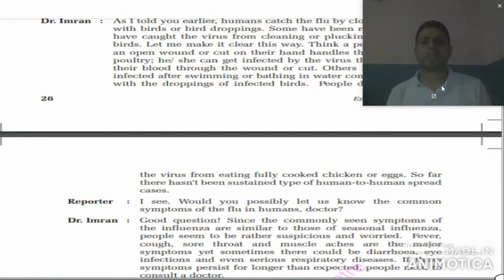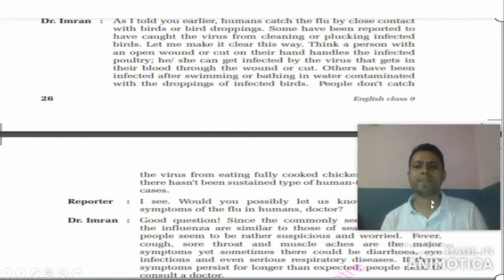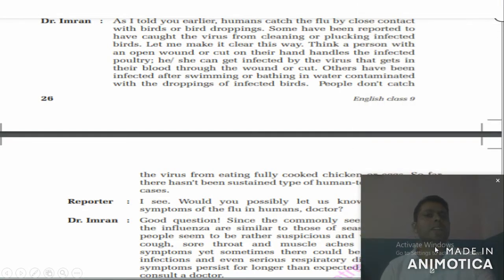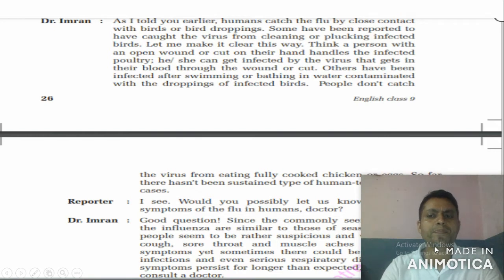Now look at the answer given by Dr. Imran. As I told you earlier, humans catch the flu by close contact with birds or bird droppings, right? So what does this line say? Humans catch the virus by close contact. If somebody goes very close to the birds or bird droppings.